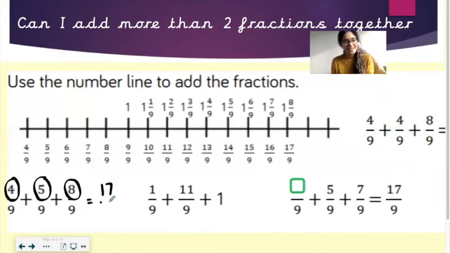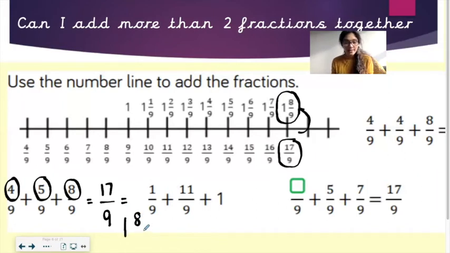17. Fantastic. And what would our denominator be? 9, because the denominator does not change. So look for 17/9 on your number line. There it is. And what is the equivalent fraction to it if you want to write it in a different way? 1 8/9. So that would be our answer. It can either be 17 over 9 or 1 8/9. That is the equivalent to it.